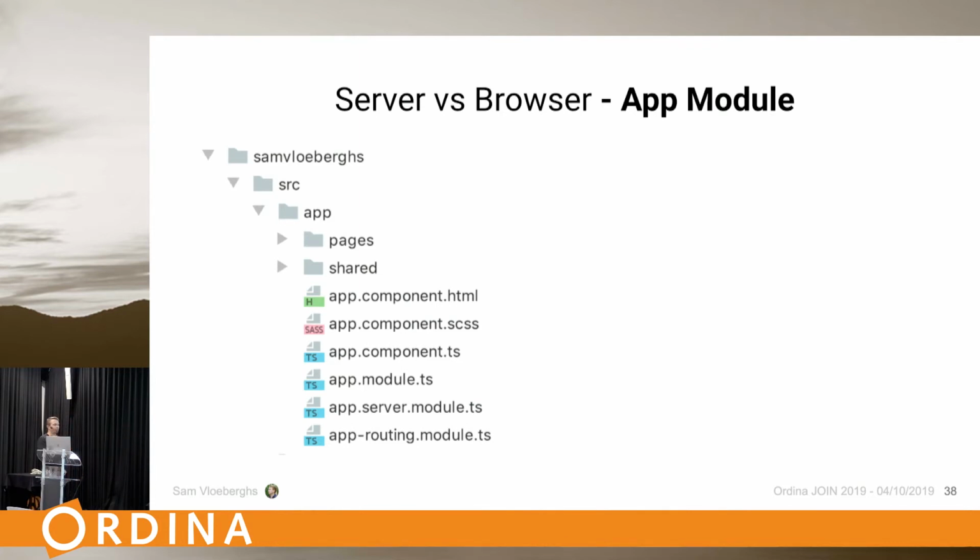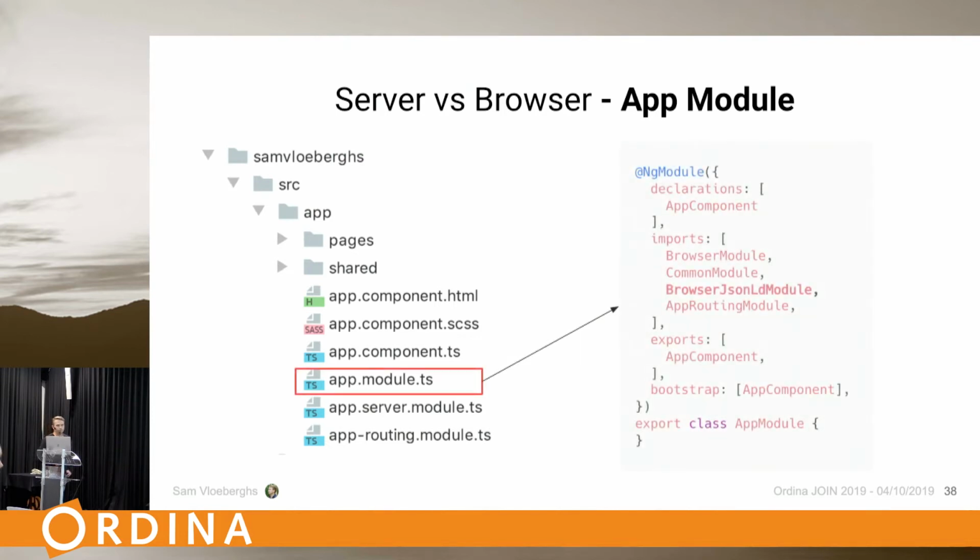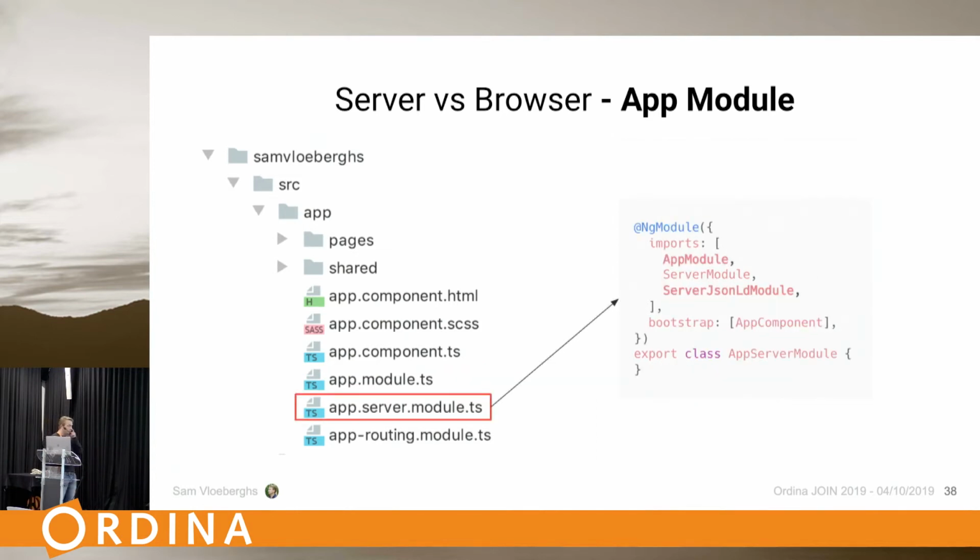Typically, our Angular application starts from an app module. App module has some imports like the browser module, common module, app routing module, whatever is good for your application. But here we inject the browser JSON-LD module. If we want to pre-render that application on the server, we use the app server module, which is basically just an extension of app module because we import it here. And here we provide the server JSON-LD module.